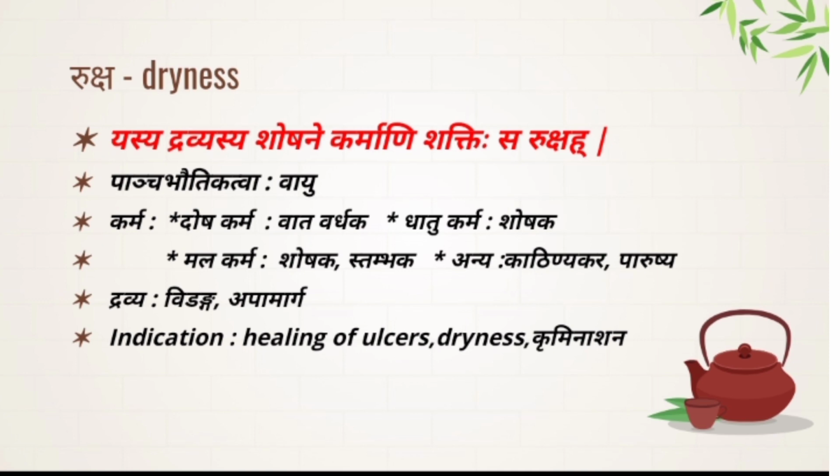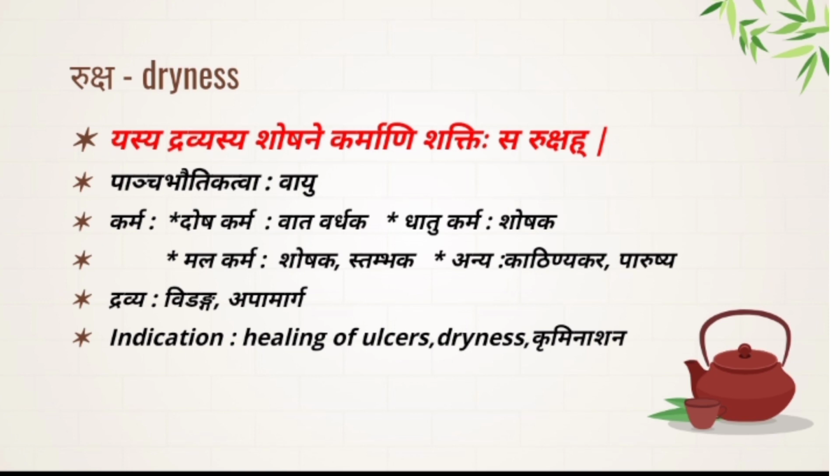So what is the panchabhautikatva? Vayu. And karma: dosha karma is vata vardhaka, dhatu karma is dhatu shoshaka, mala karma is mala shoshaka and also stambhaka, anya karma like katinyakara and parushakara. So dravyas like vidanga and apamarga are indicated where dryness is needed, in conditions like excessive kledatva in ulcers or in a wound. For that we need to create a dry environment to heal the wound properly. That's why, as it does vruna ropana, we need to indicate that.